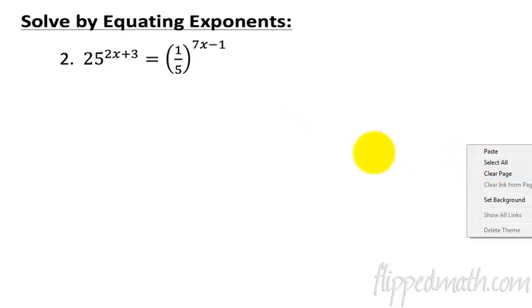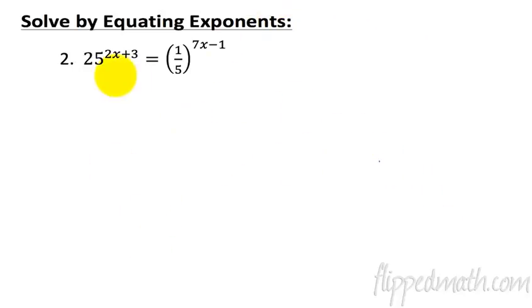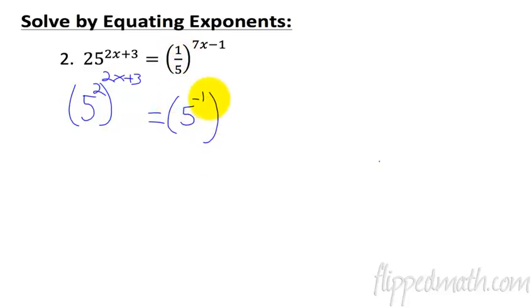So now we are looking at how can we make these bases be exactly the same. This 25, I could turn that into 5 squared, and then I would have raised to the 2x plus 3, and then my equal sign. Now, what can I do to the 1/5? How can I make this become base 5? It is the same thing as 5 to the negative 1. That's what 1/5 is. Remember this cool negative exponent trick? Makes it the reciprocal. And then you have that being raised to the 7x minus 1.